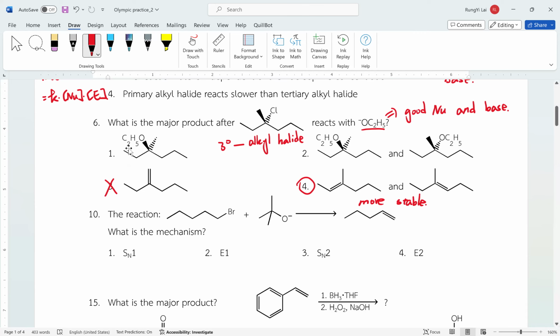Okay. So you can see 1 and 2 are nucleophilic substitution, but unfortunately this substrate is a tertiary alkyl halide. So there's no chance you will go through nucleophilic substitution. You will only go through the elimination reaction.